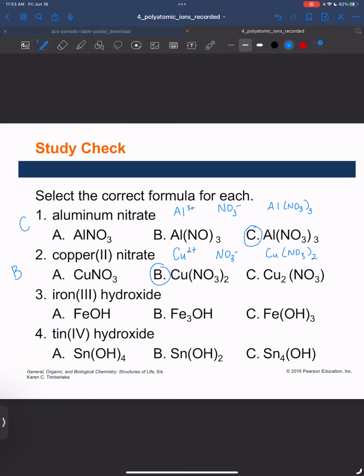The next one, iron(III) hydroxide. Hydroxide is a polyatomic ion, and that's OH-. So once again, write it down first, putting parentheses around the polyatomic ion, and then when you do the crisscross rule, the 3 goes outside the parentheses of the hydroxide, and then 1 for the iron. So your answer is C.